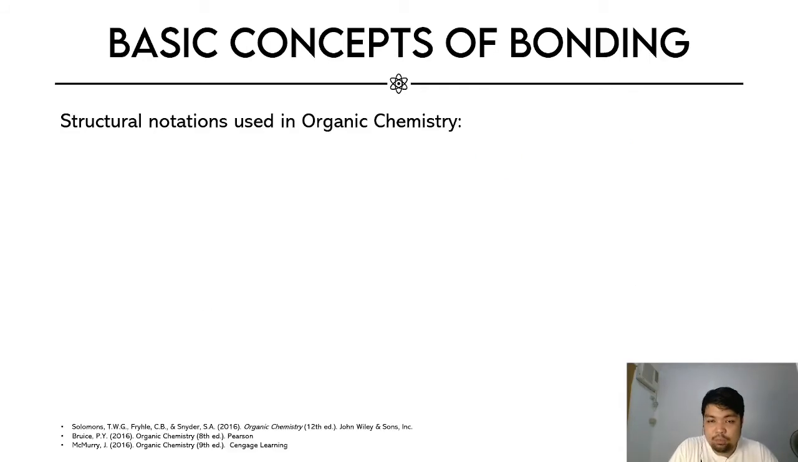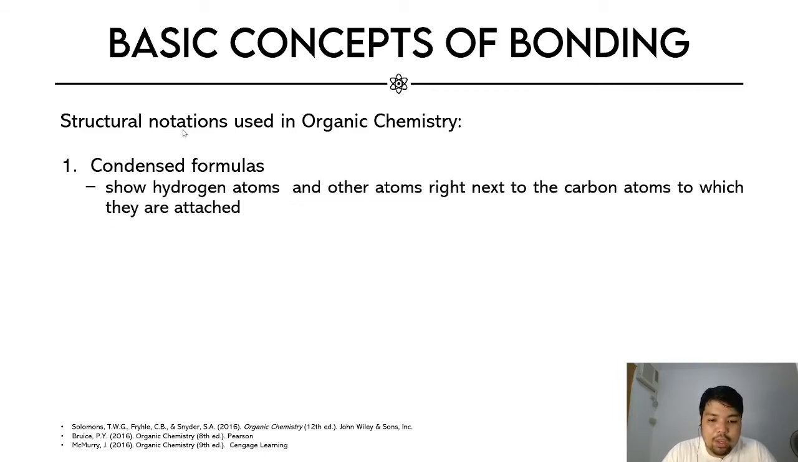So one of those structural notations is the condensed formula. Condensed formulas are like an expanded version of your chemical formula, in such a way that it shows the hydrogen atoms and other atoms that are attached to the carbon, and they are usually written right next to the carbons where they are attached. So let's have an example of this organic molecule.